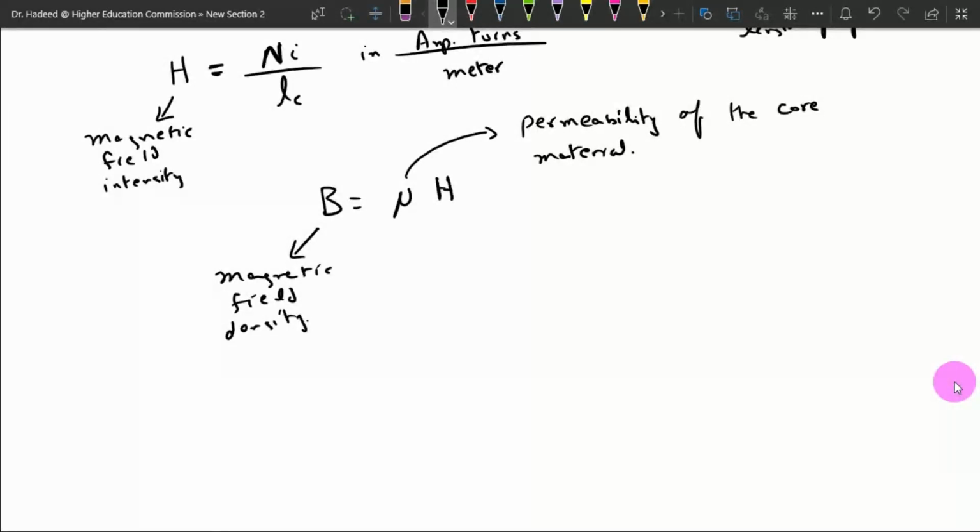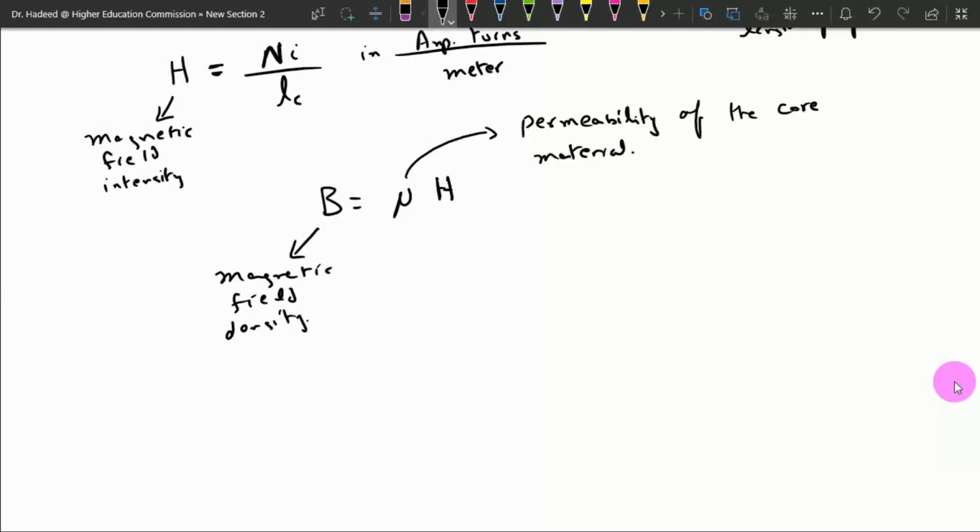This discussion states that the magnetic flux density B in any piece of core is because of the current that establishes the magnetic field, and thereafter that magnetic field exerts the force or the effort to develop this magnetic field density, and therefore that is known as H.